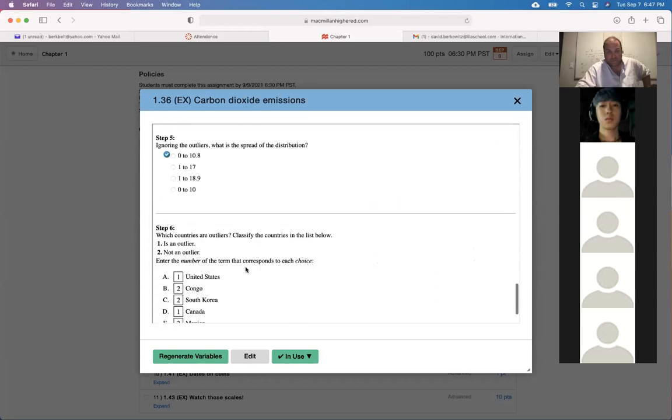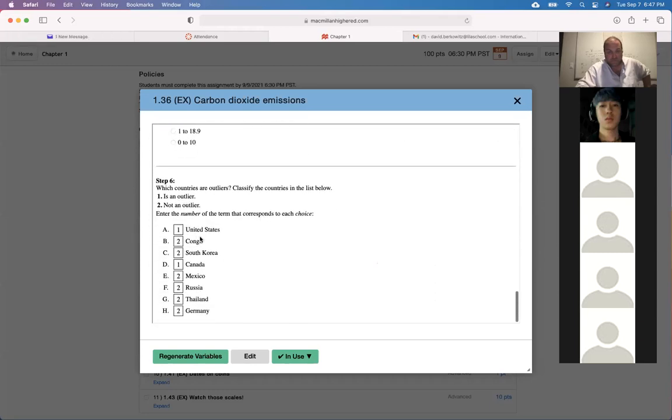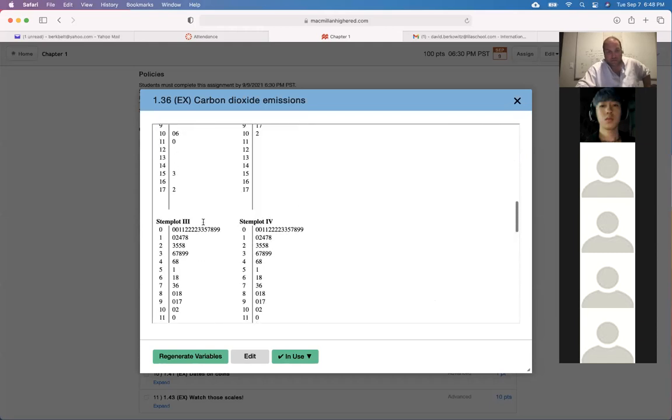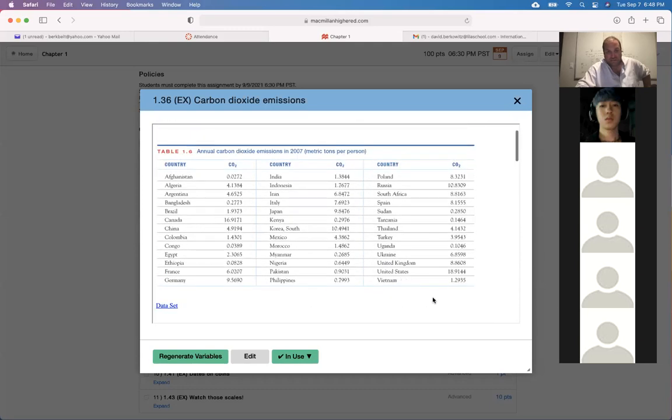So maybe United States and Canada are the only ones. Enter the number that corresponds. United States is 1, Canada 1. Yeah, only United States and Canada will be outliers. Just by looking at the data, nothing else is really far enough away.